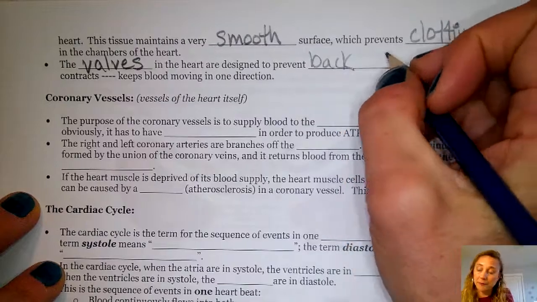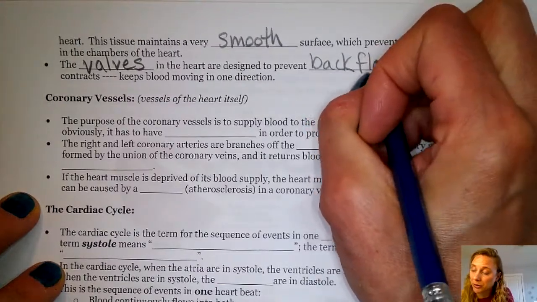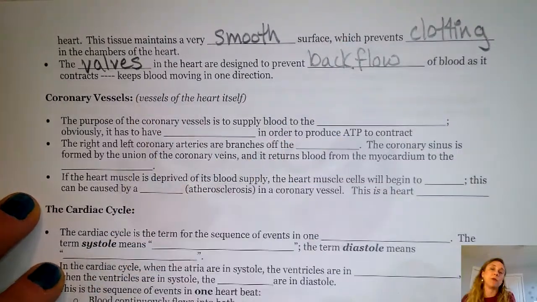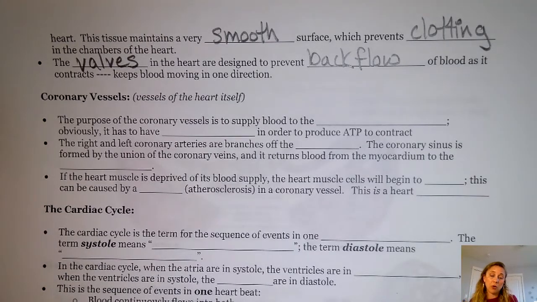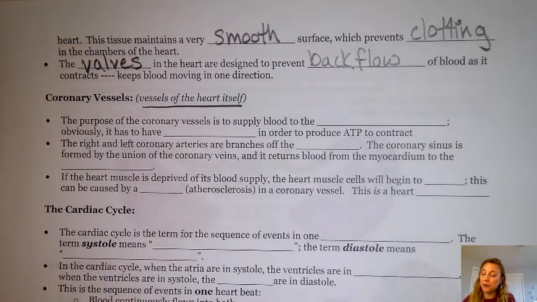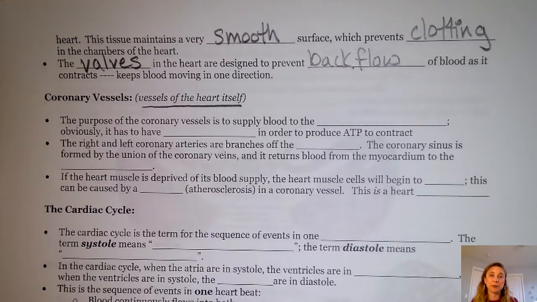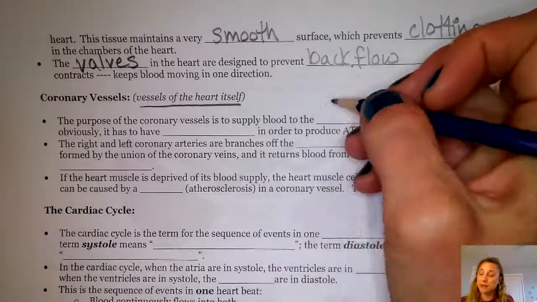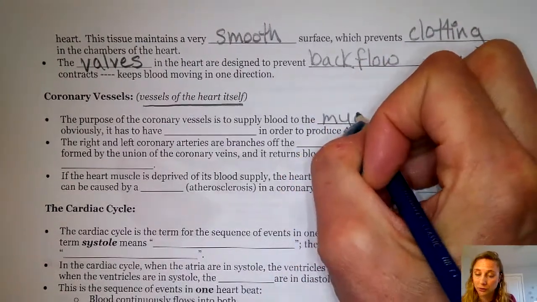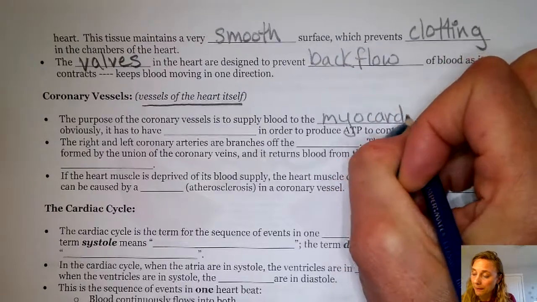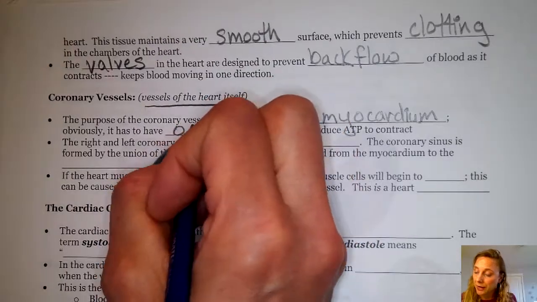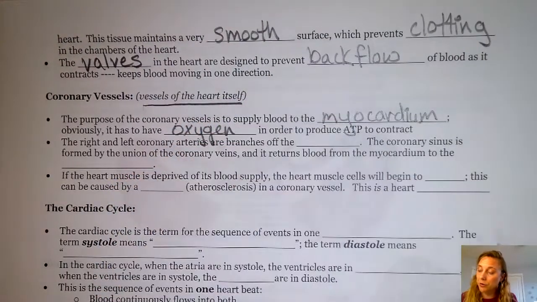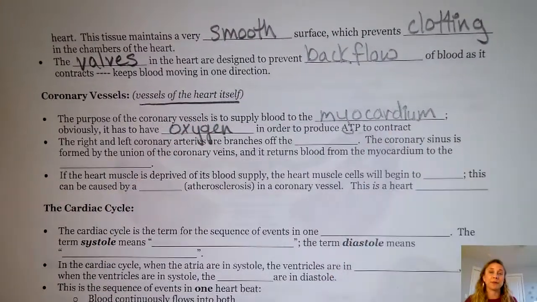So the blood, as you're contracting, though, it needs that back pressure, but it keeps the blood moving in one direction. And we're going to look at that picture of the heart soon. Coronary vessels. Coronary vessels are vessels of the heart itself. The purpose of the coronary vessels is to supply blood to itself, to its own myocardial tissue. Super important because your heart is working all the time. Obviously, it has to have oxygen then, in order to produce ATP and to contract.